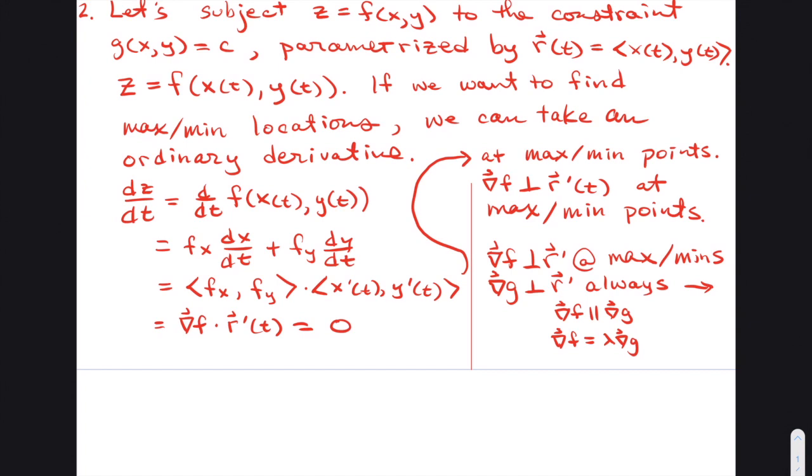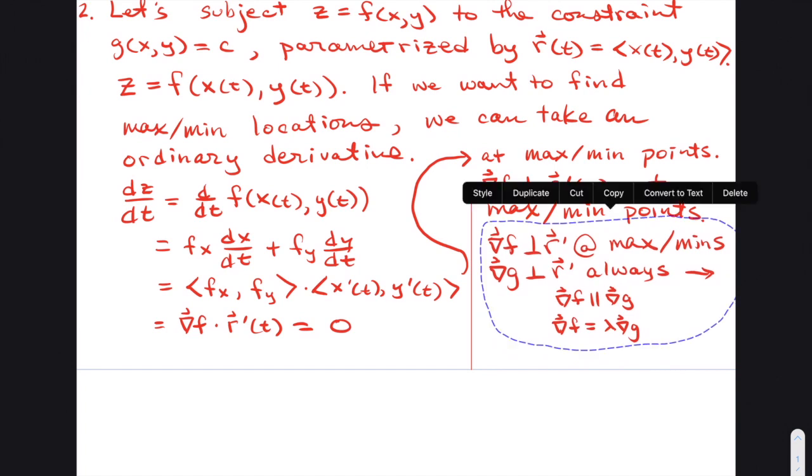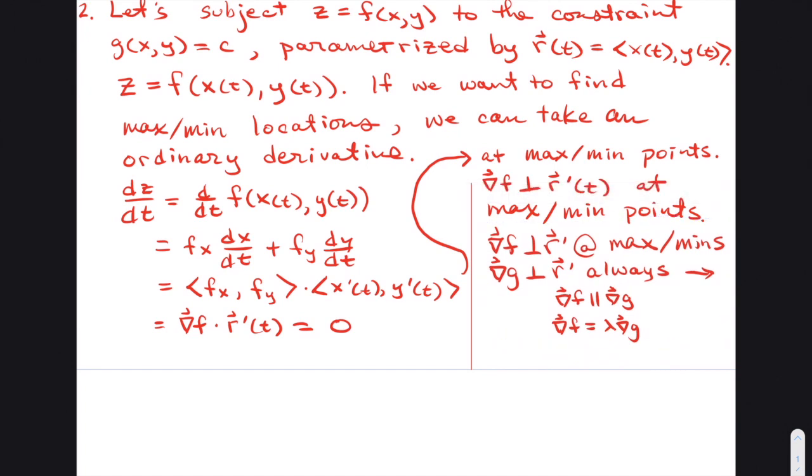Now, if we put this together with our constraint curve, this becomes a system of equations. If you put in the constraint curve, g of x, y equals c, look just at these two statements here. Gradient of f equals gradient of g. Actually, that's a vector equation, so it's multiple equations. If f and g are functions of two variables, then the gradients have two components.